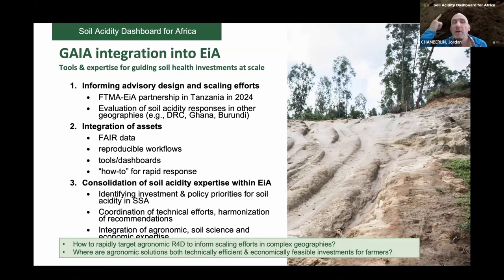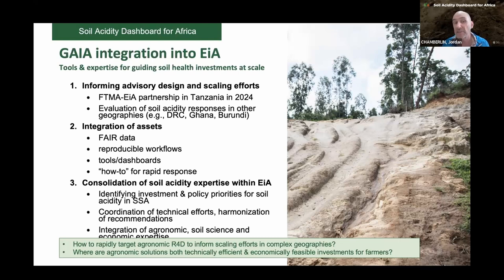One is through informing advisory design and scaling efforts in particular instances. As an example, as one of the Excellence in Agronomy use cases, we're working with the Farm to Market Alliance in Tanzania to guide their work, but also to use that as an opportunity to collect data to validate some of our modeling work and to collect better data on prices to understand what some of these trade-offs are with different agronomic levers that are available in different areas.